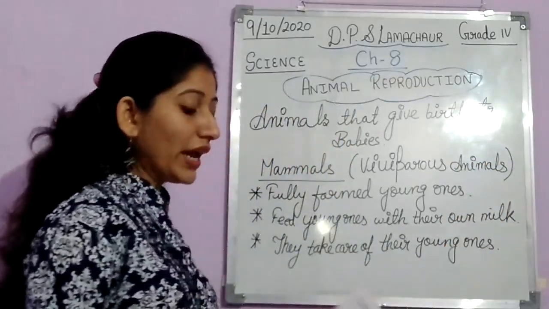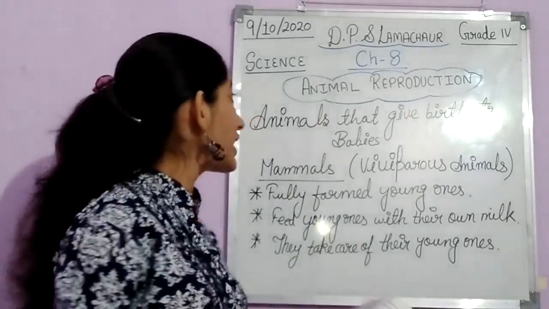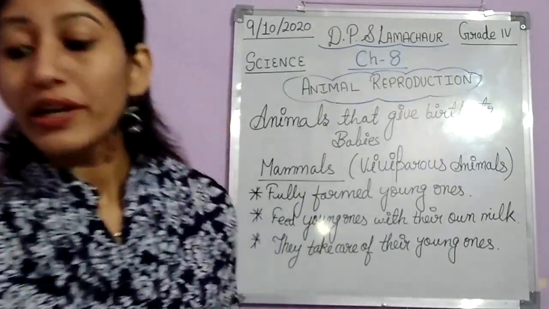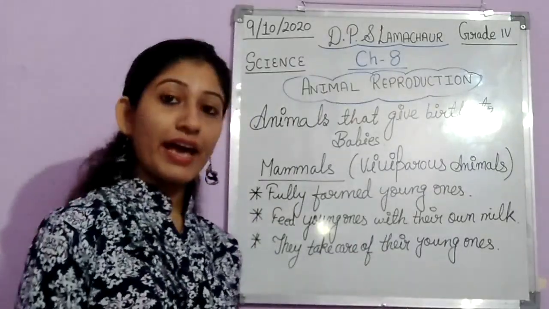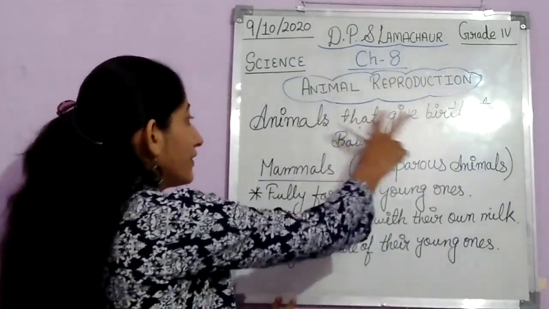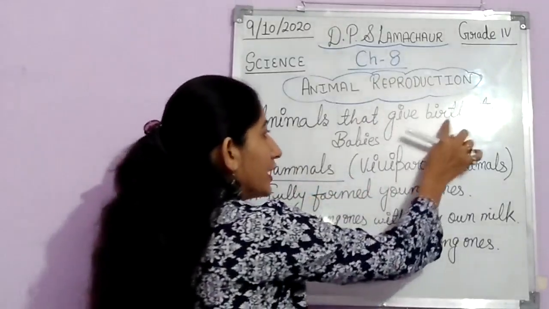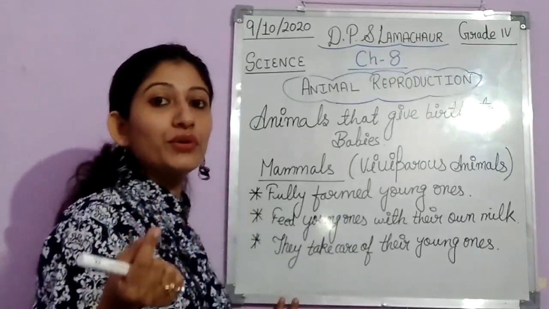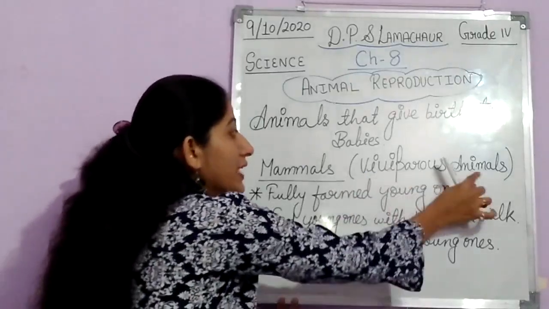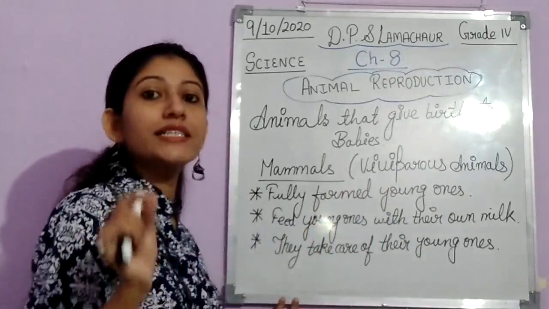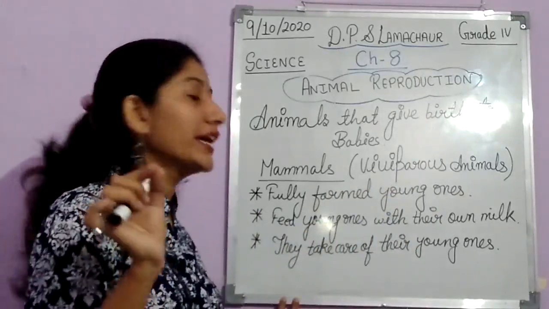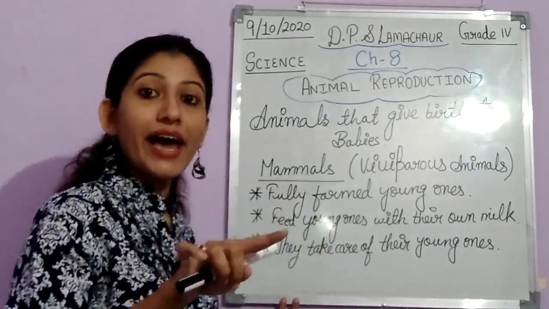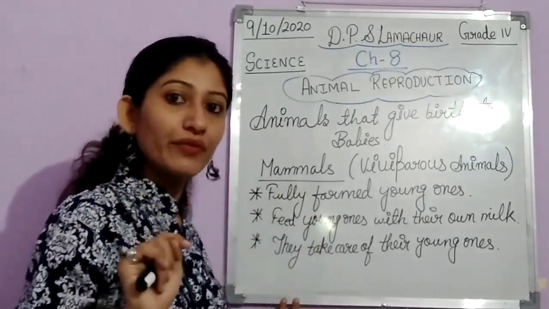Now see, in today's class we have discussed about the animals that give birth to fully formed babies, and then I have told you that simply we can say mammals give birth to babies. Then I have also told you one new word, that is viviparous animals. Viviparous animals are such animals those who give birth to young ones instead of laying eggs, directly give birth to young ones.